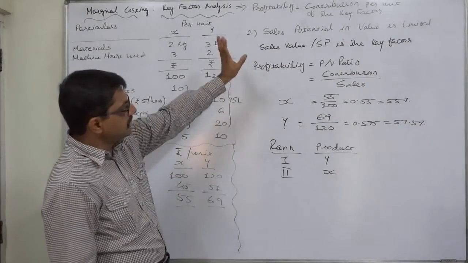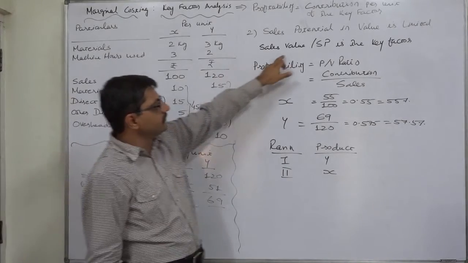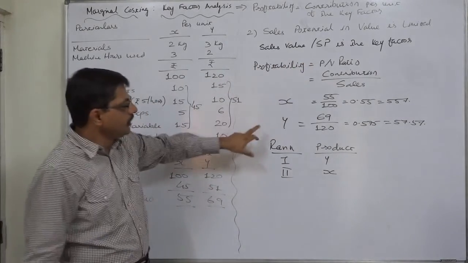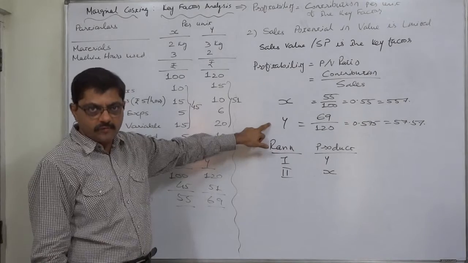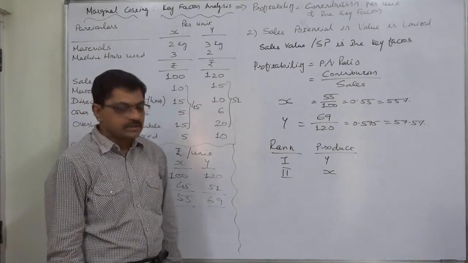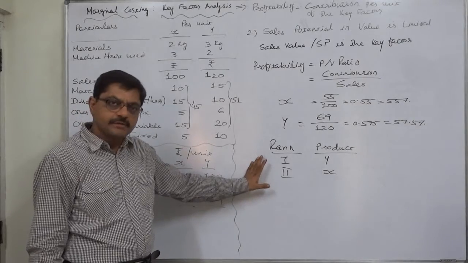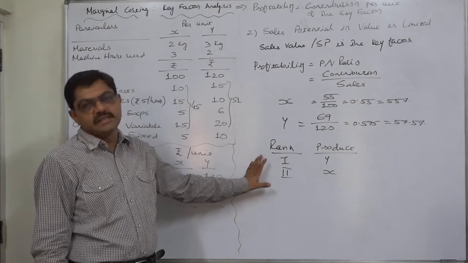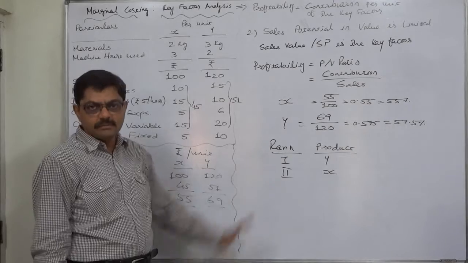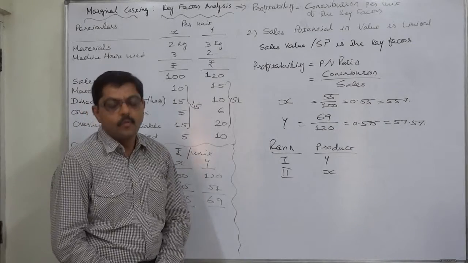So if sales potential in value is limited, or sales value or price is the key factor, product Y is more profitable than product X. So we should divert or reserve our resources first for as much as, or the maximum possible, sales of product Y. Thank you.